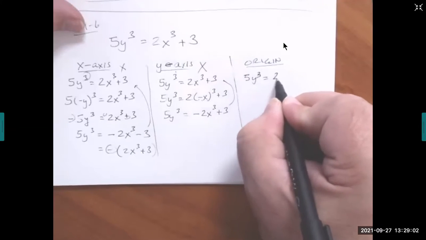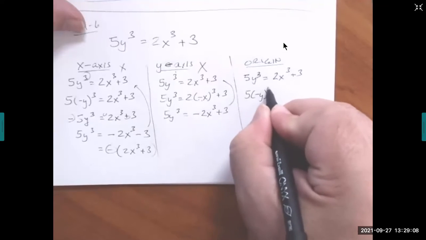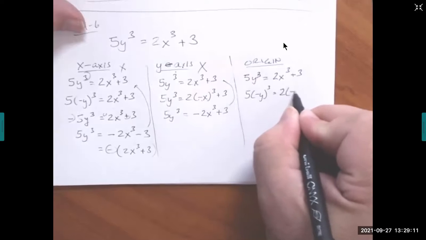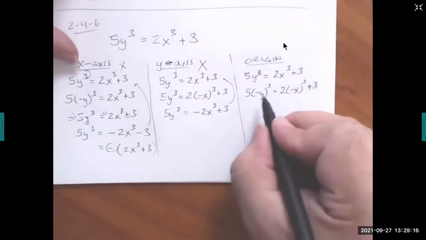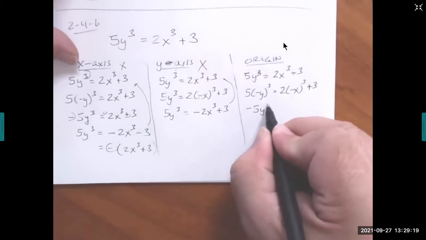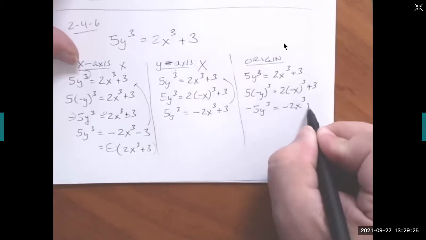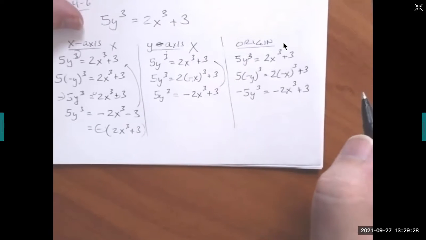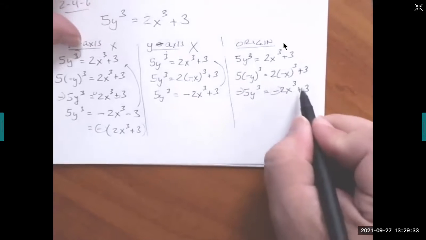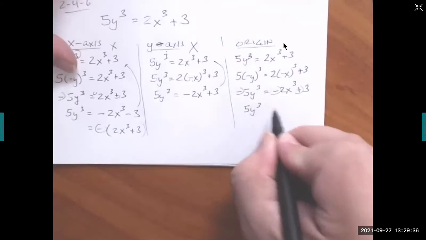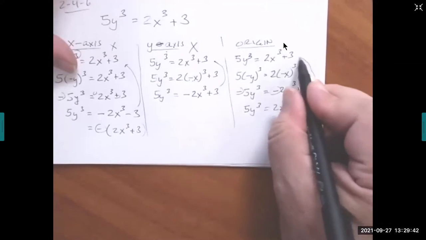For the origin, you have to change both. We change the first one to a negative y, the second one to a negative x. So it becomes negative 5y cubed equals negative 2x cubed plus 3. Change the signs: 2x cubed minus 3. Not matching.